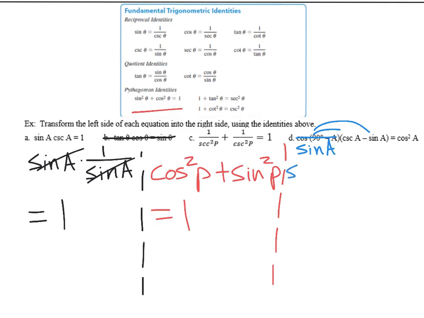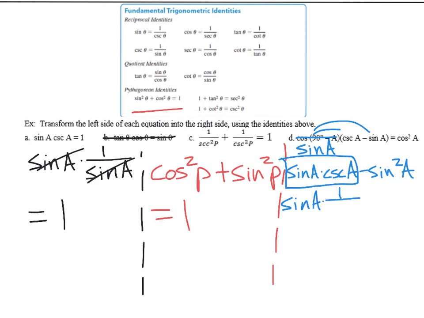So I'll get sine A times cosecant A minus sine squared. Now this part right here reminds me of part A, right? Sine of A times cosecant. It's essentially a product of 2 reciprocals, and you'll see that consistently in the problems we'll do in this chapter, that's always 1. If you take a trig function and just multiply by its reciprocal identity.